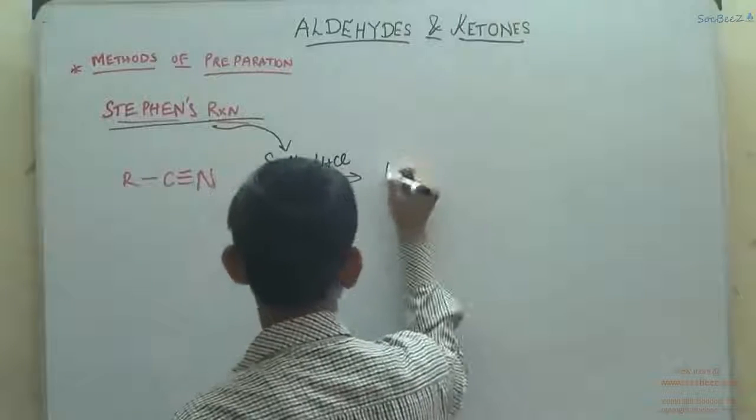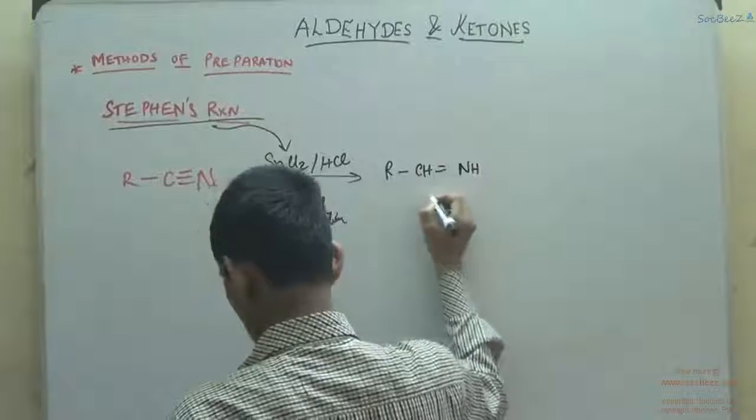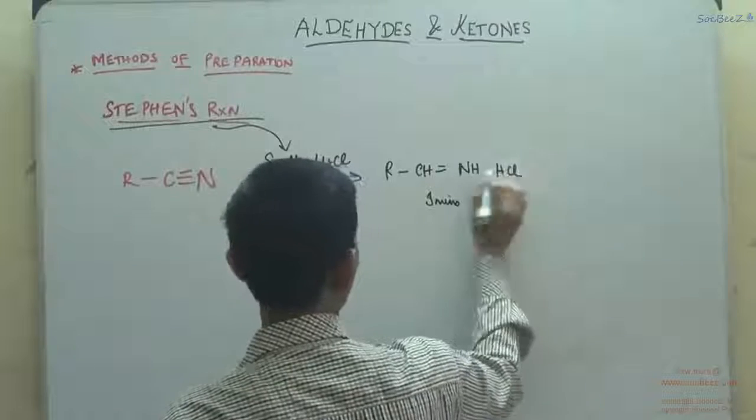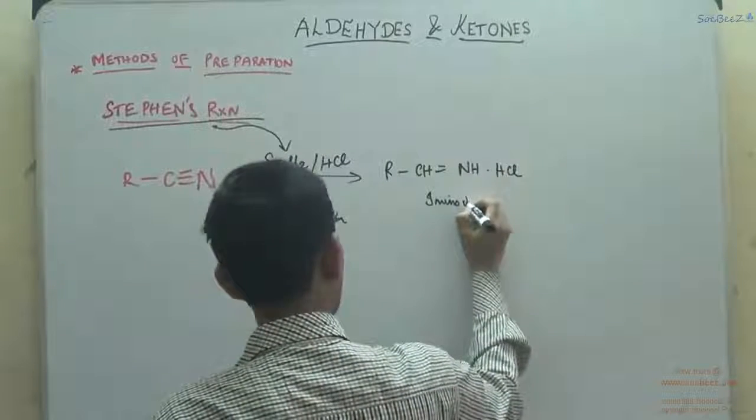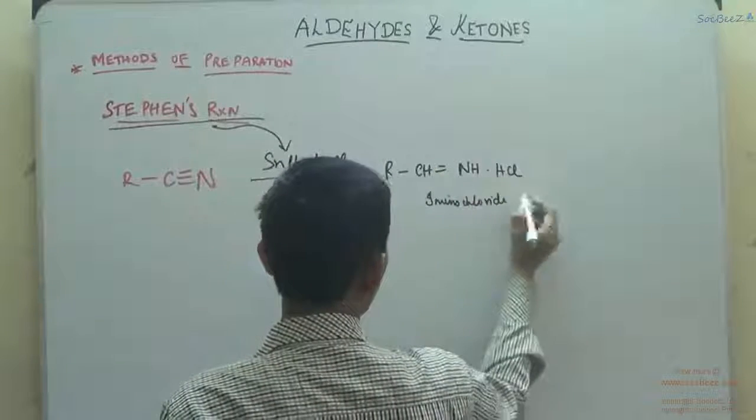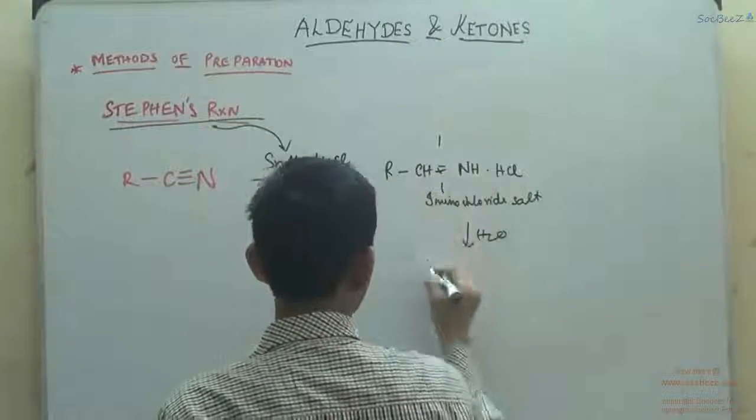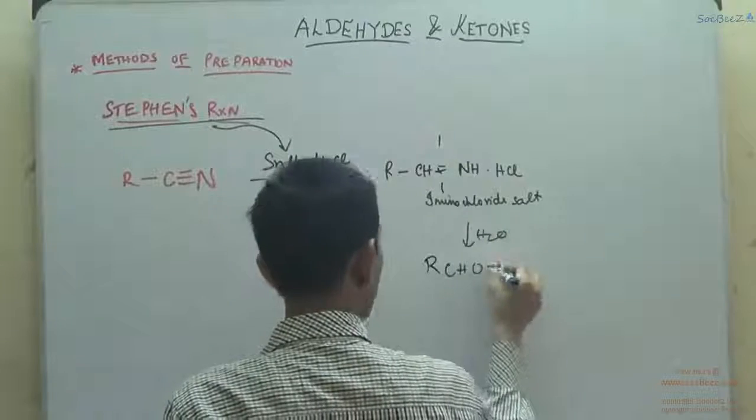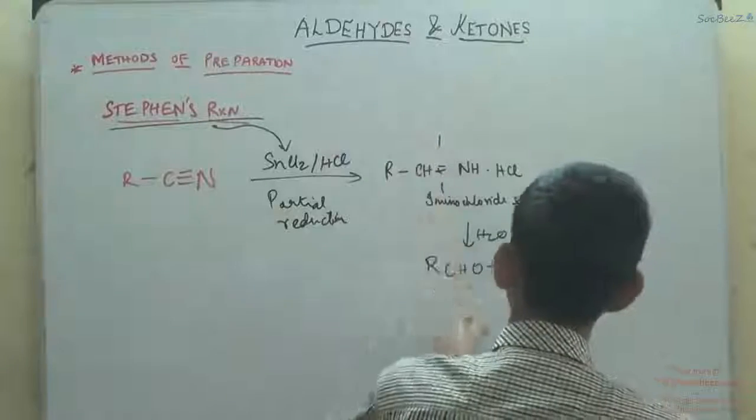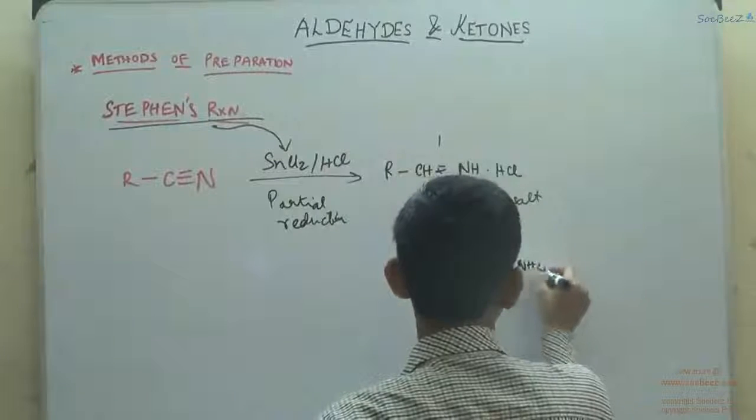So what happens if it gets reduced partially? You get RCH double bond NH. So this is a salt, with HCl getting attached to this. So this is an amino chloride. Because this is an imine, this is HCl, so it is an amino chloride salt. And then if you treat it with water, it breaks here, you get RCHO, plus OH gets attached here, and H gets attached here, so you get NH4Cl.